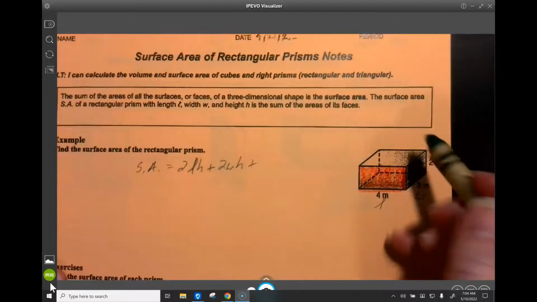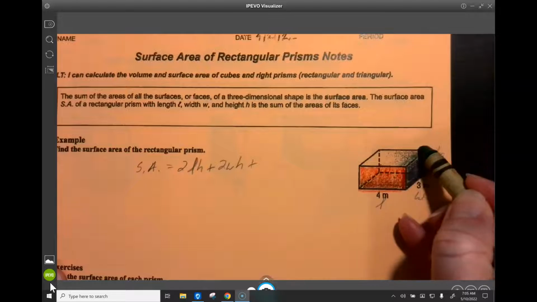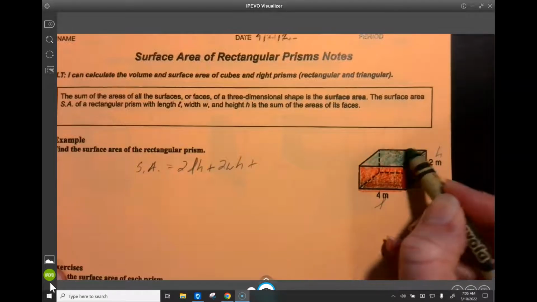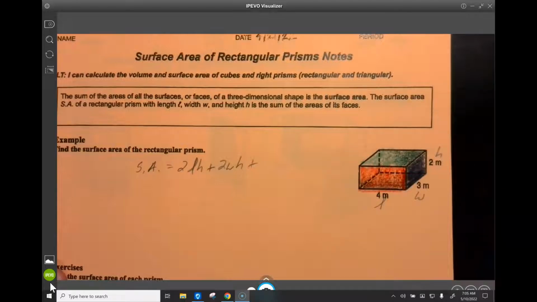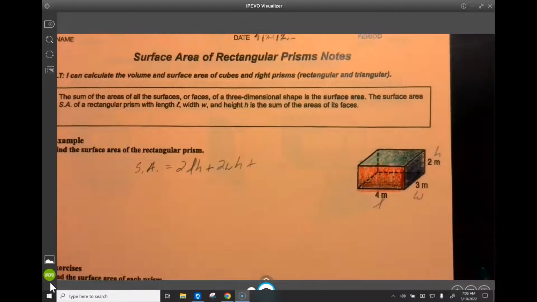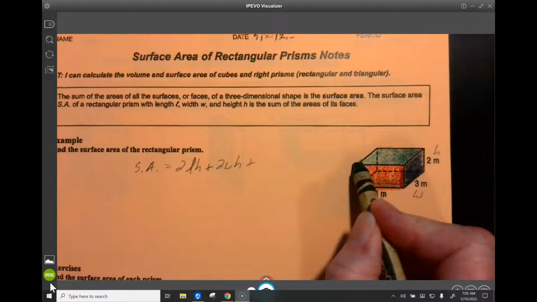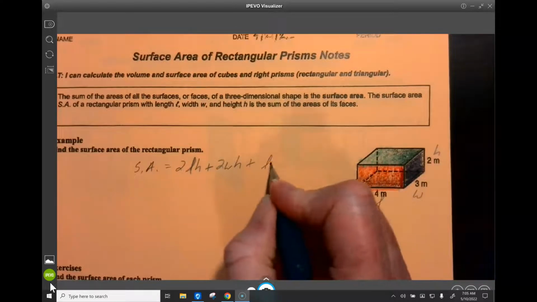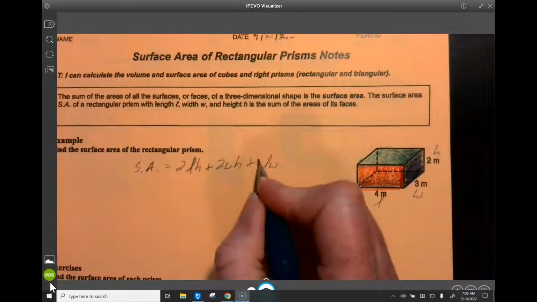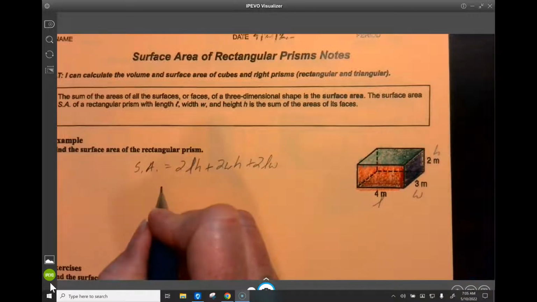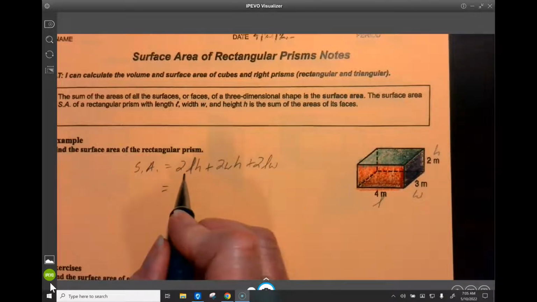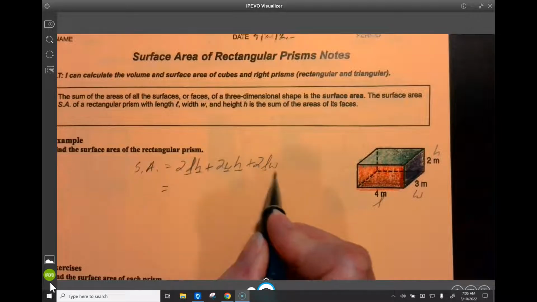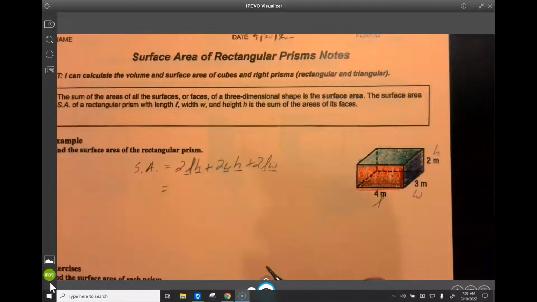One more side. I'm going to do what's called the top. Color that top in. Okay, and what is that? Well, if you look at it, that's the length, and that's the width. Length and width. And how many of those do I have? Well, I have a top and a bottom, so I have 2 of those. Okay, so notice that you're going to use the length twice. You're going to use the height twice. You're going to use the width twice. So that's always going to happen.